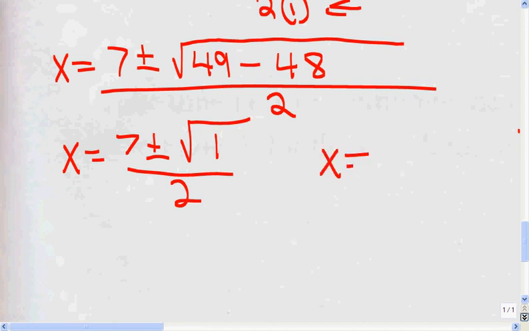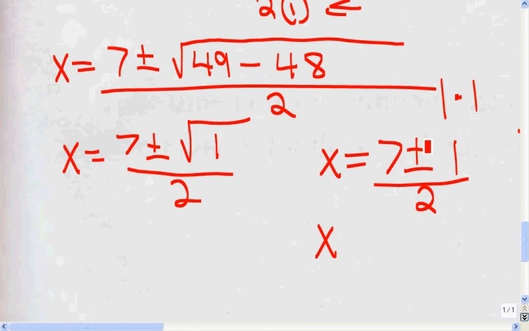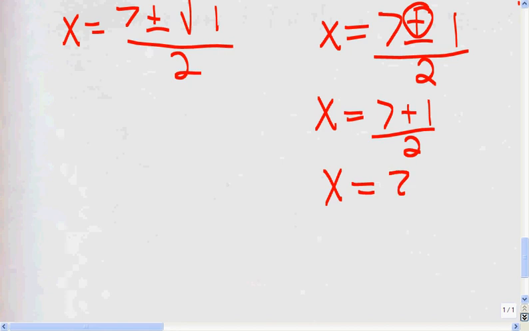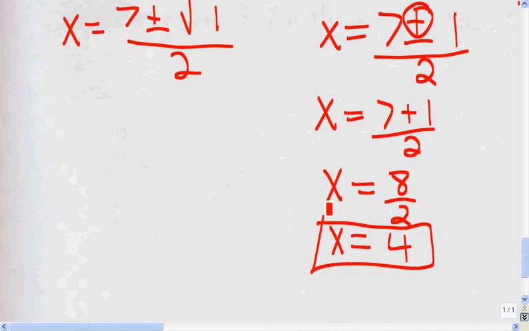X equals negative 7 plus or minus the square root of 1, which is 1, because 1 times 1 is 1. So the square root of 1 is a positive and negative 1 over 2. So to get what x equals, first I work out this equation with the positive 1. So I do x equals negative 7 plus 1 over 2. X equals negative 6 over 2. X equals negative 3. That's my first answer.